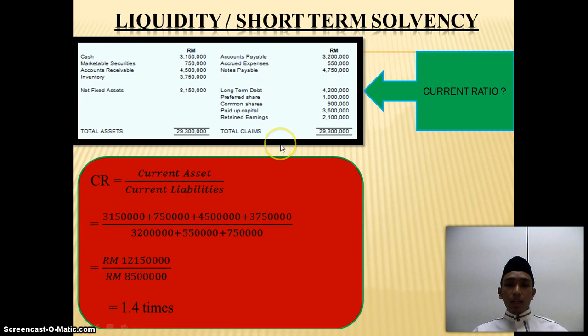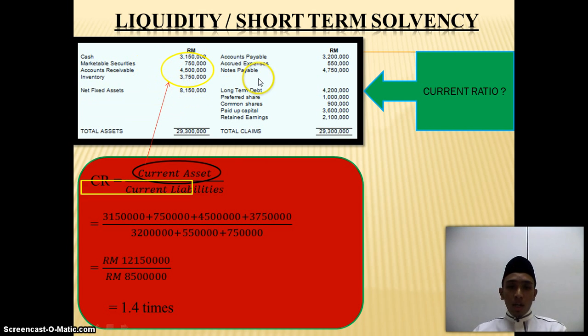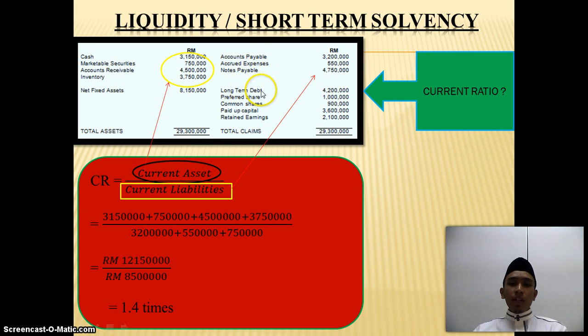Okay, for the liquidity ratio, we have the current ratio. The formula for the current ratio is current assets over current liabilities. The current assets we get from the sum of these items: cash, marketable securities, accounts receivable, inventory, and then the total current assets is divided by the total current liabilities. The current liabilities we get from these items: accounts payable, accrued expenses, notes payable, not including long-term debt, and you will get 1.4 times.